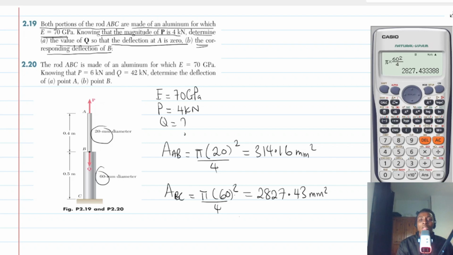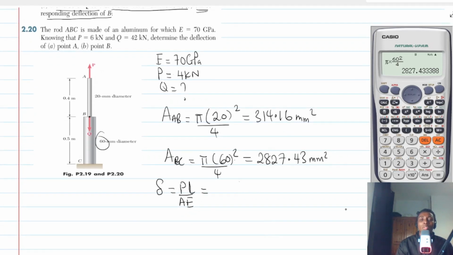So for the first part we are assuming that Q will be 0. Okay, now let's look at it this way. The force in member AB is what? A tensile force. And so this is what we are saying: the force in this member is a tensile force because of this P. And now looking at it carefully, we can say that the deflection is going to be PL over AE. Okay, so let's solve for the deflection.